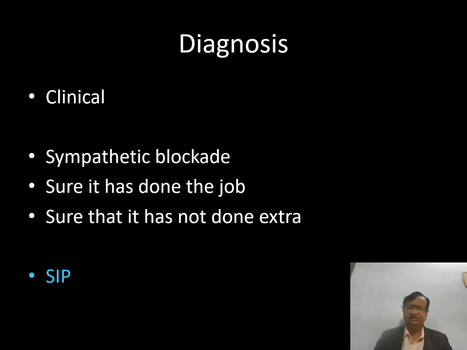Many people say that if you do a stellate ganglion block, your CRPS is very good. I am slightly against it, because there is a concept called SIP, sympathetically independent pain. There, the stellate ganglion block is unlikely to work, and you have to do some other things. SIP is different from sympathetically maintained pain. SIP is sympathetically independent pain, where there is very minimal role for your stellate ganglion block.